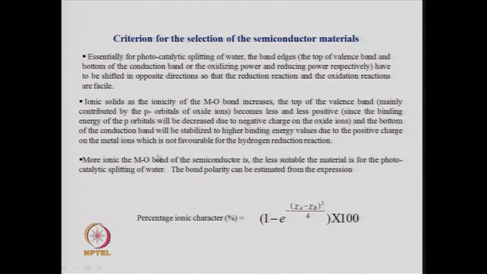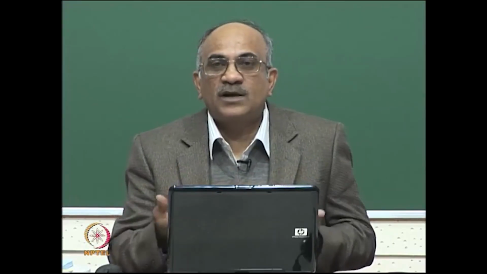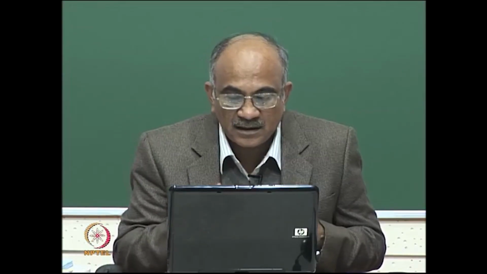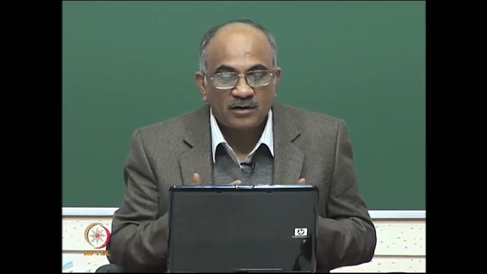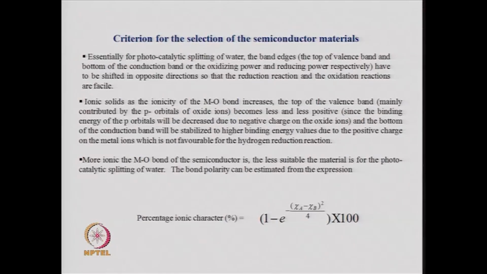So, the more ionic the M-O bond of the semiconductor, the less suitable the material is for the photocatalytic splitting of water. And so, if you take something like titanium dioxide and cadmium sulphide, titanium dioxide is more ionic and cadmium sulphide is less ionic. So, cadmium sulphide is a better material for photocatalytic splitting. Of course, it may have other problems, etc.